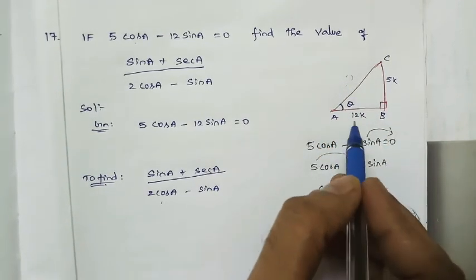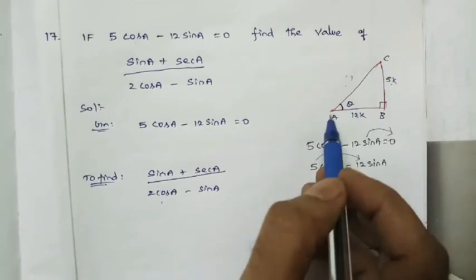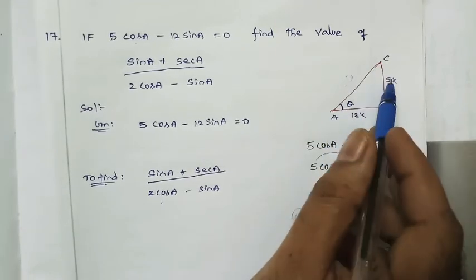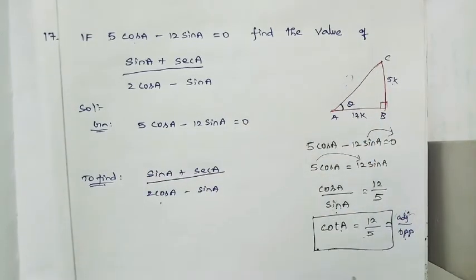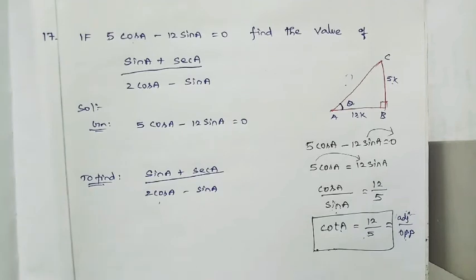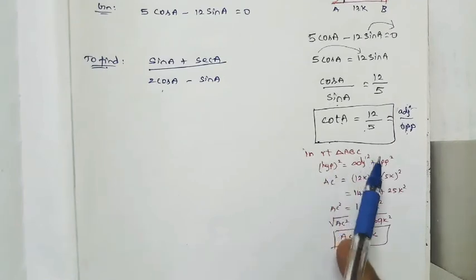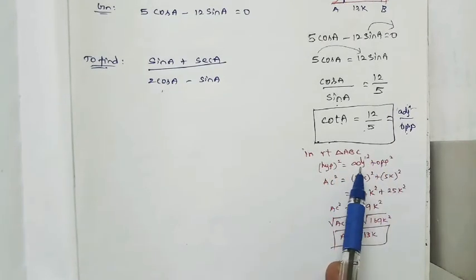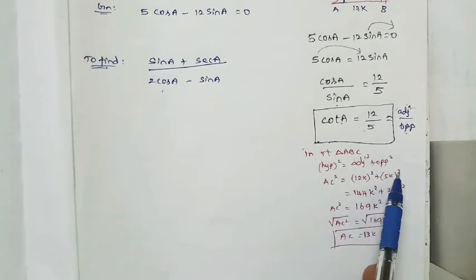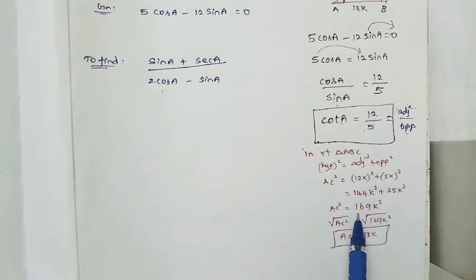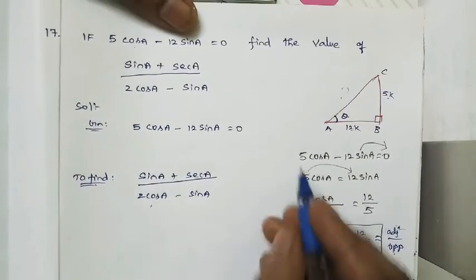In a right angle triangle, if two sides are 12 and 5, the third side will be 13. But don't write it directly; always simplify and find, and then write the value of the hypotenuse. In right triangle ABC, hypotenuse square is equal to adjacent square plus opposite square. AC square equal to 12k square plus 5k square, which is 144k square plus 25k square, adding to 169k square. Taking square root on both sides, AC is equal to 13k.